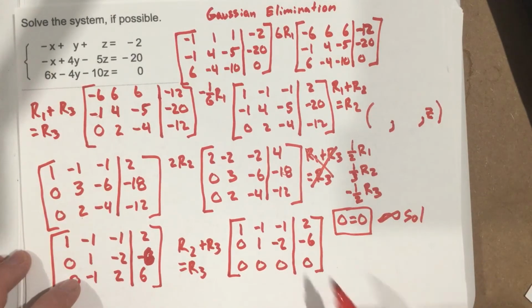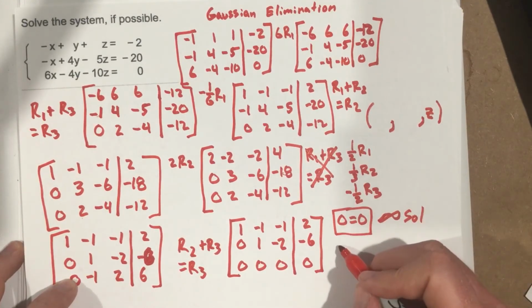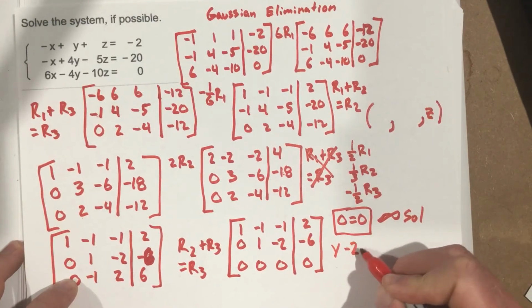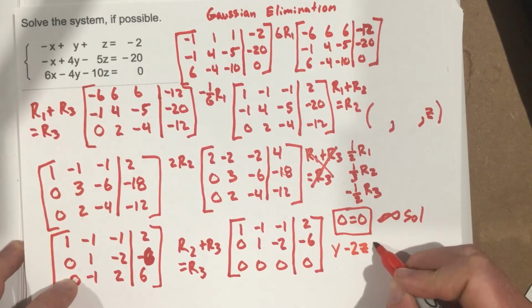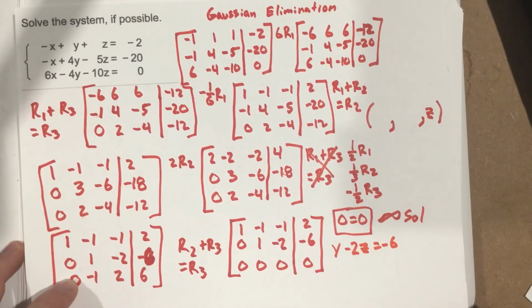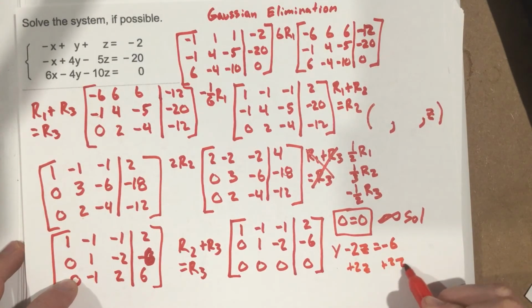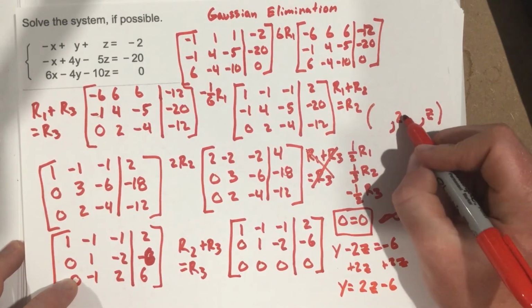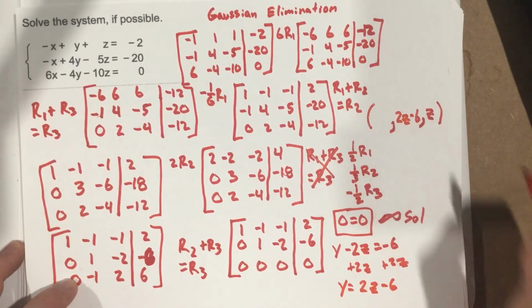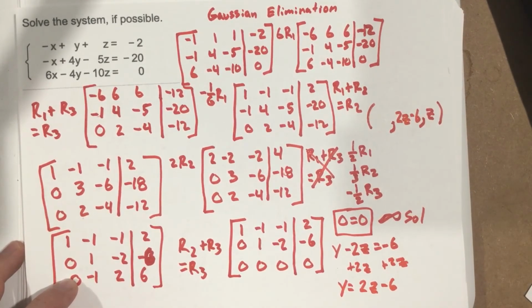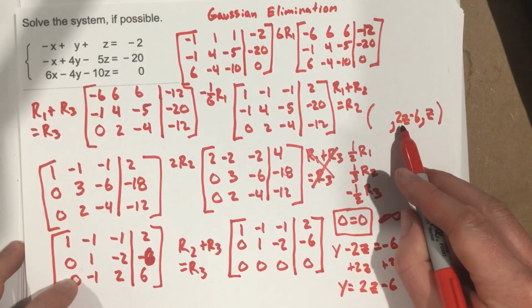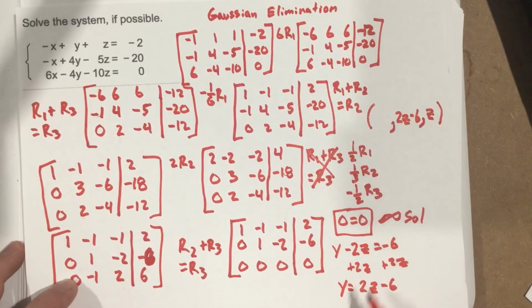So let's write this first equation out. That first equation would be y minus 2z equals -6. I want this y in terms of z, so I'm going to add the 2z over. And I get y equals 2z minus 6. So this is going to be 2z minus 6. Y in terms of z, right? So 2z minus 6 is what y would be.